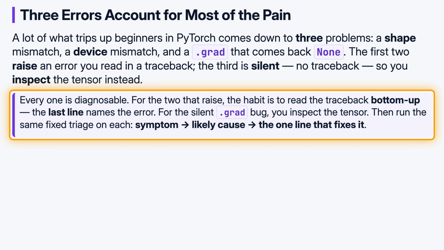Every one is diagnosable. For the two that raise, read the traceback bottom up. The last line names the error. For the silent grad bug, you inspect the tensor. Then run the same triage on each: symptom, likely cause, and the one line that fixes it.